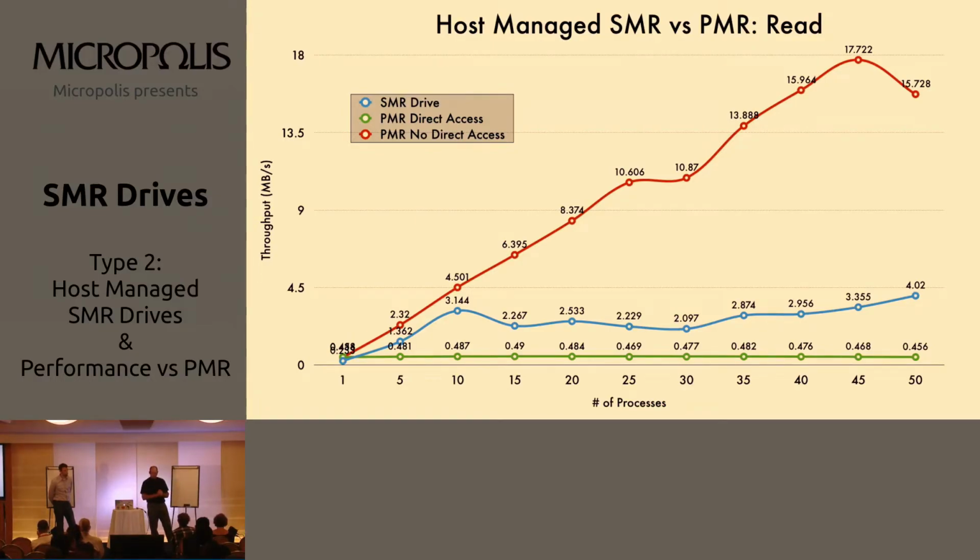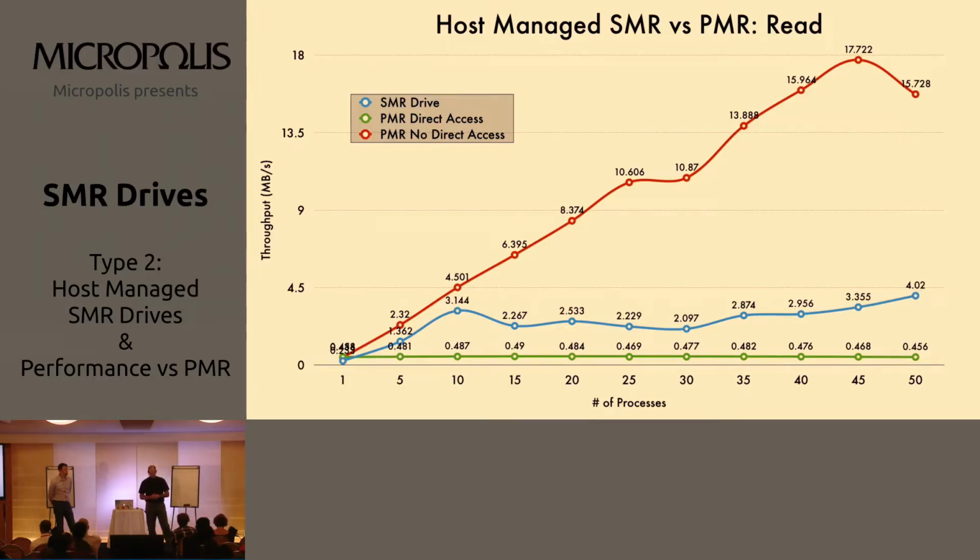We see the performance with a PMR drive, what we call no direct access, which is using all the prefetching and all the caching, scaling very well up to roughly 45 simultaneous processes. Then we see the middle line, that's the SMR drive, which scales fairly close to the PMR drive up to about 10 processes, and it flattens out from there. The reason for that is what I mentioned before: these libraries are not doing any caching or prefetching at all. So it's reasonable for them to scale up to a point and then flatten out, because you can't really perform any better than that.